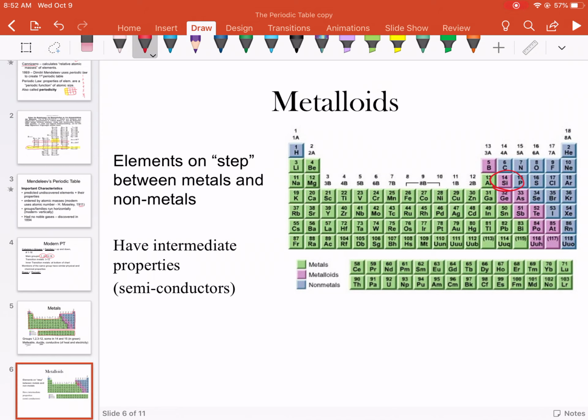They have these intermediate properties. Metals tend to be conductive, nonmetals tend to be non-conductive, and metalloids are in between. Sometimes, like in the case of silicon, it's shiny like a metal, but it is brittle like a nonmetal. In other words, if you hit it with a hammer, it's going to crack into pieces instead of bending like a metal would.